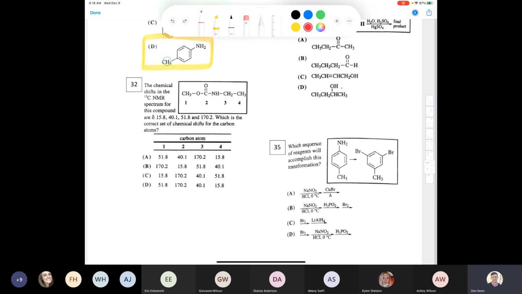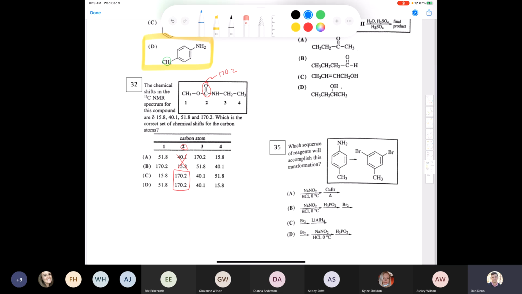Which is the correct set of chemical shifts for the carbon atoms? Well, the first thing you should know is that the one that has the carbonyl is going to be the most deshielded, and so that's going to have the highest chemical shift. So that's going to be 170.2. So if we look at carbon atom number 2, we can cross off these two. It must be 170.2.